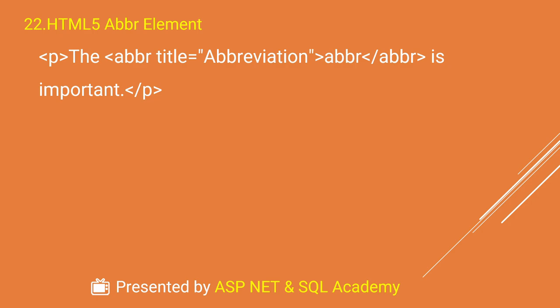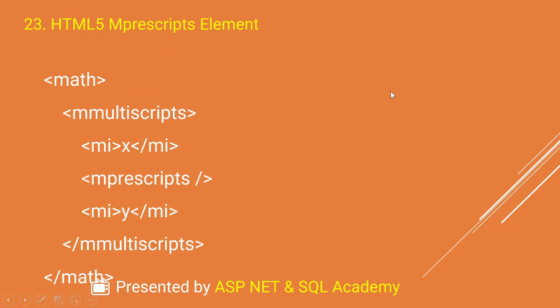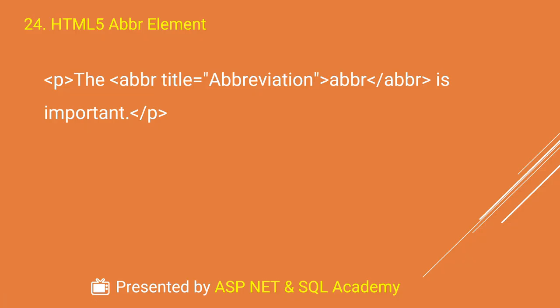The mprescripts element is used to define math prescripts content. It is often used to specify prescripts in a mathematical equation. The abbr element is used to define an abbreviation. The title attribute is used to specify the full form of the abbreviation.